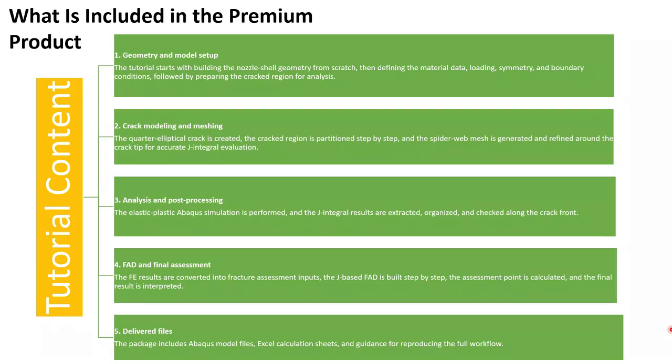Then I show how to create the quarter elliptical crack, how to partition the local crack region, and how to generate the spider web mesh around the crack. After that, I perform the elastic plastic Abaqus analysis and extract the J integral result along the crack front. Finally, I show how to build the J-based FAD, calculate the assessment point, and interpret the final acceptability result. The package also includes the Abaqus model files, the Excel calculation sheet, and guidance for reproducing the full work.